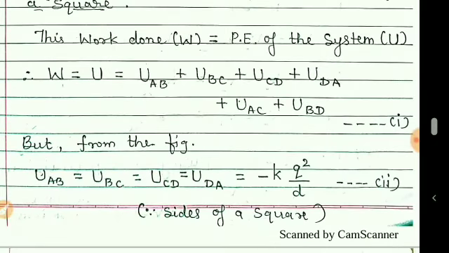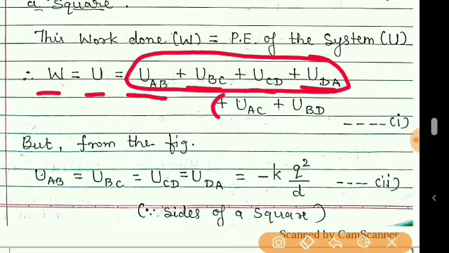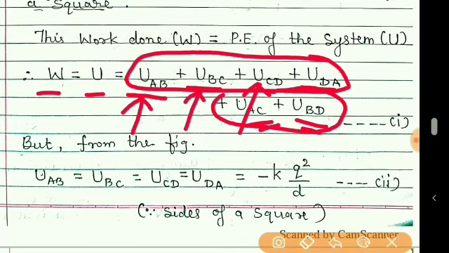Now the mathematical steps are quite simple. Work done gets stored in the form of potential energy, and this potential energy is related to each pair. So UAB, UBC, UCD and UDA, which are nothing but the sides of a square, and then the 2 diagonals, UAC and UBD. We can now easily find the potential energy of these individual pairs, and then we can add them.